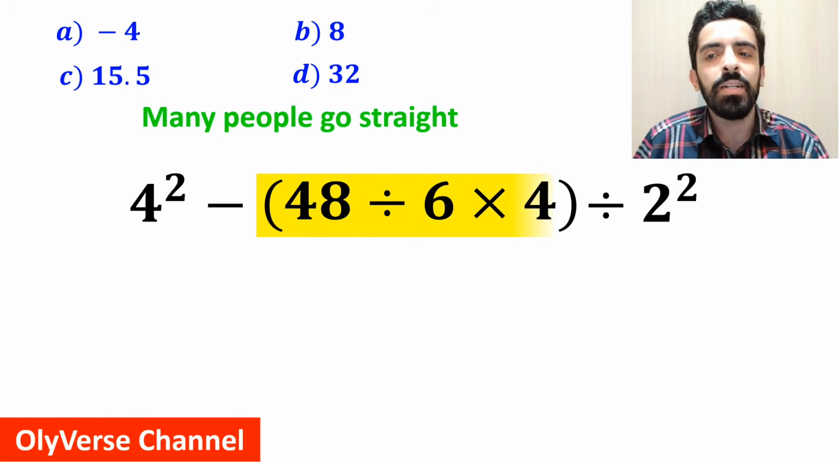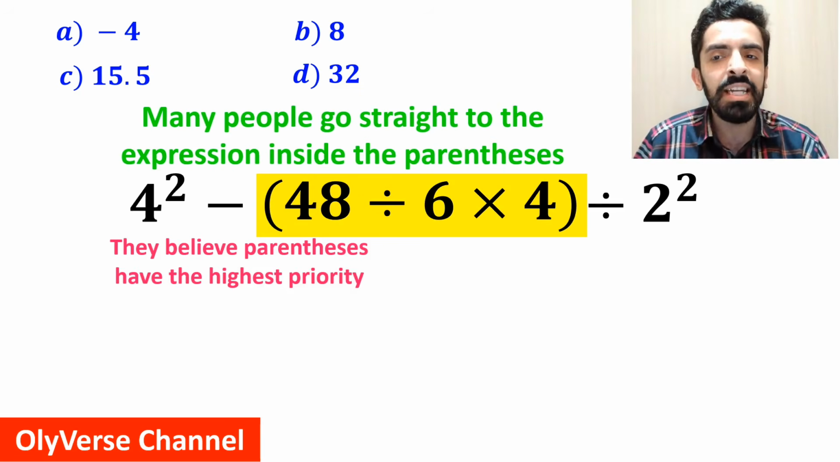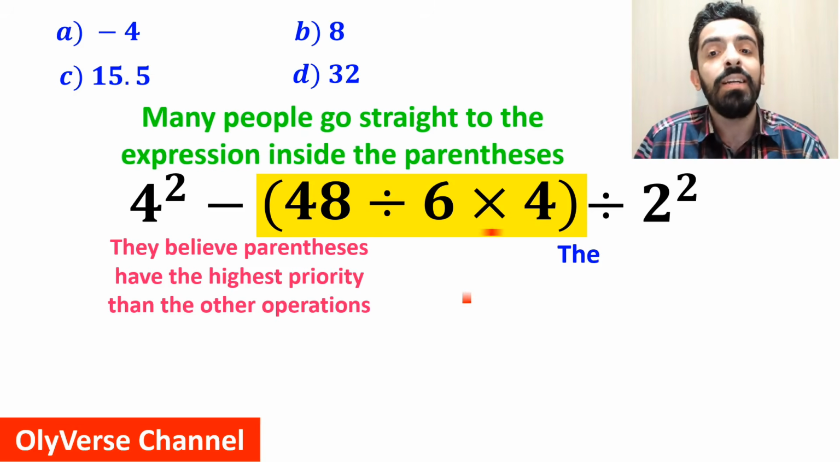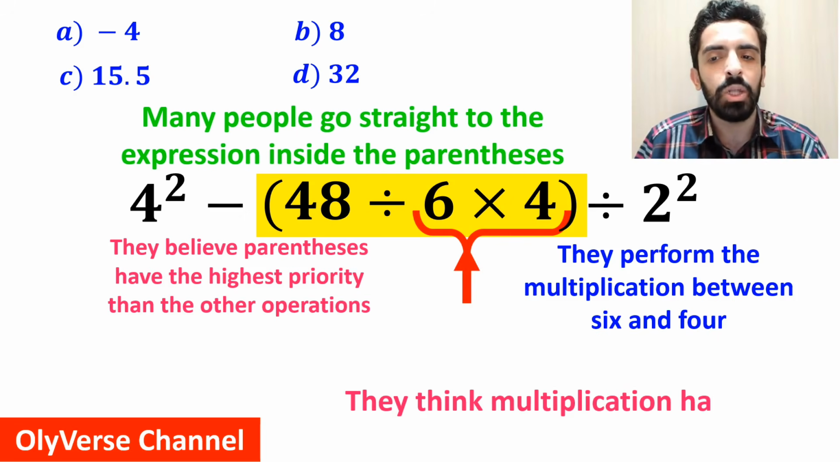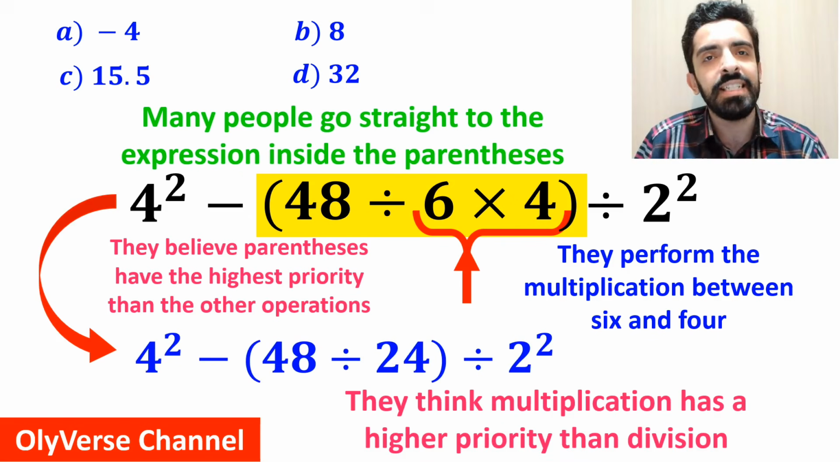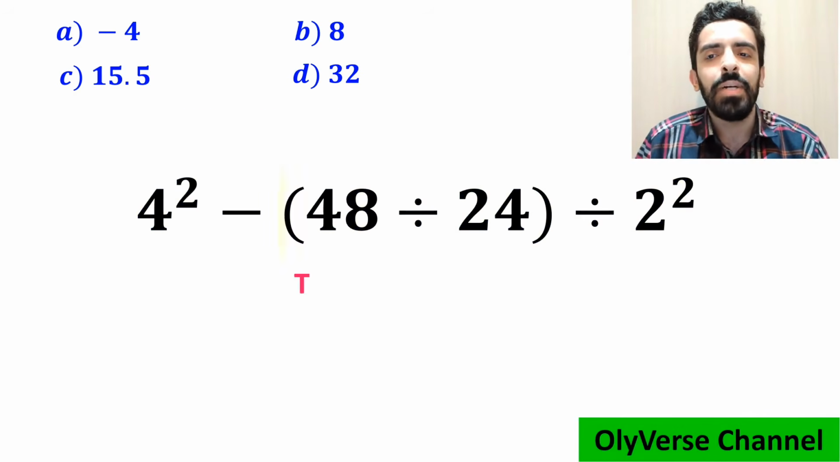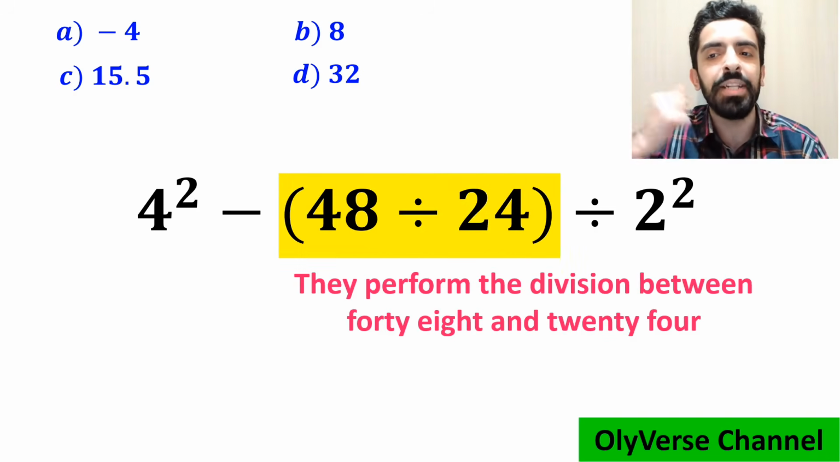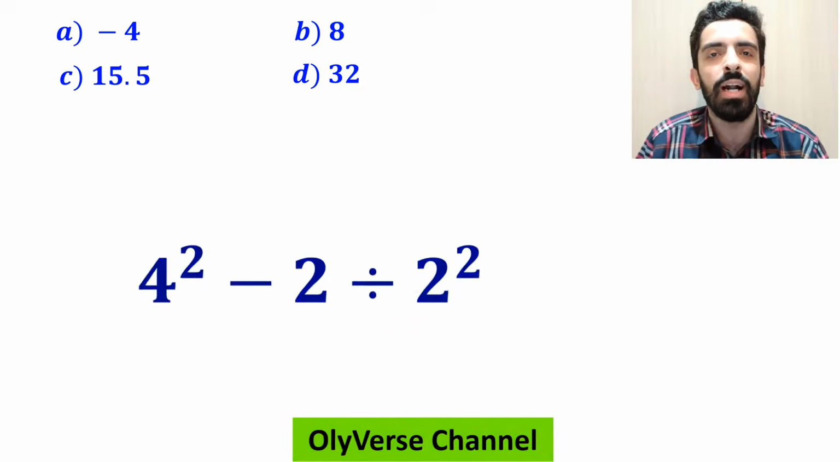At the beginning, many people go straight to the expression inside the parentheses because they believe parentheses have a higher priority than the other operations. And they immediately perform the multiplication between 6 and 4 because they think multiplication has a higher priority than division. So, they simplify this expression and write it as 4 squared minus 48 divided by 24 inside the parentheses, then divided by 2 squared. In the next step, they move on to the division between 48 and 24 and replace this expression with 4 squared minus 2 divided by 2 squared.